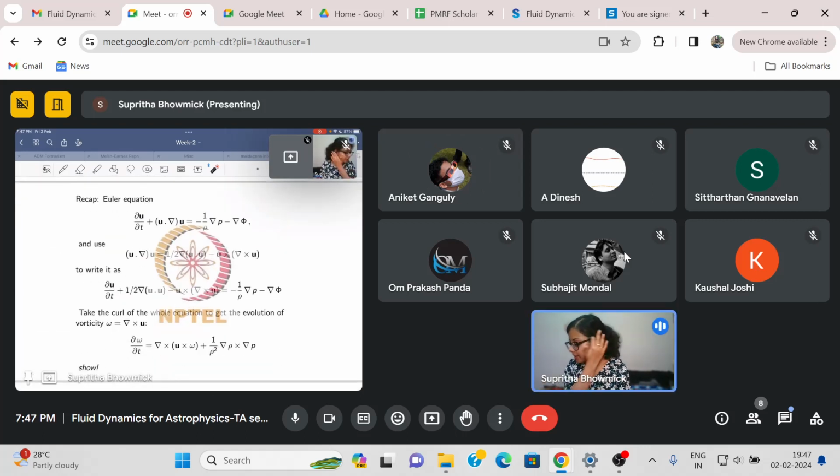All right. So one of the last things that was done in this week's lecture was deriving a dynamical equation for the vorticity. That gives you the change of vorticity with time, right? And so we start with Euler's equation. We use a vector identity and rewrite this as this. Now, since the vorticity is the curl of the velocity vector, we take the curl of this entire equation. The first term gives you this.